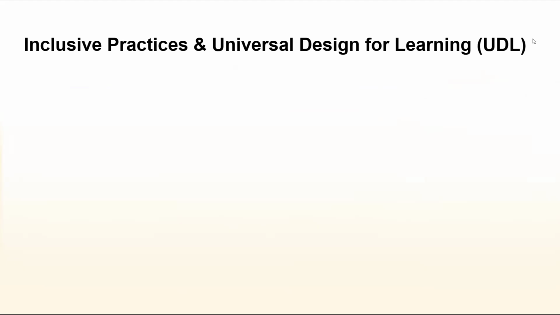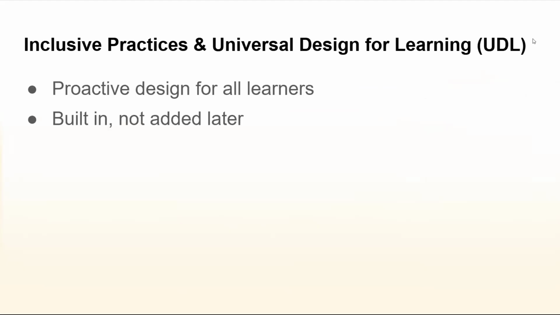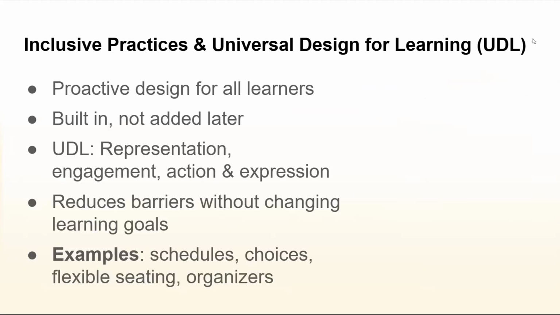Inclusive practices and universal design for learning. It's going to be something that is proactive for all of our learners. It's built in, not added later. It's very intentional. UDL, Universal Design for Learning, has 3 principles: representation, action and expression, and engagement. And those things are helping to reduce barriers for our students. And your go-to when you're unsure how to best support students is UDL. So if you want to look some information up on UDL or see if there are other para sessions about it, UDL is really going to help reduce barriers without changing the learning goals or learning outcomes for the students.